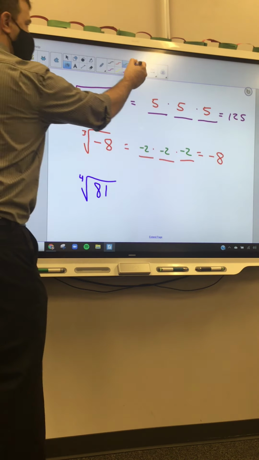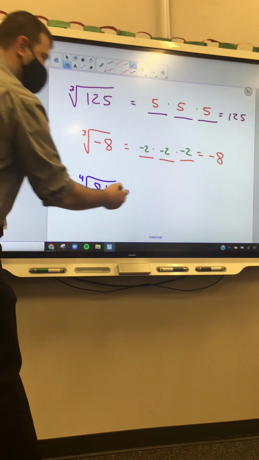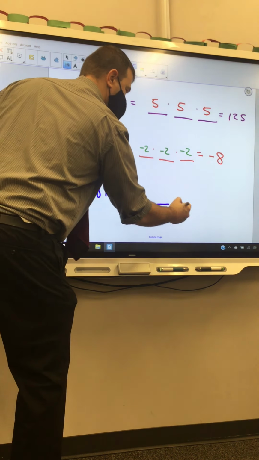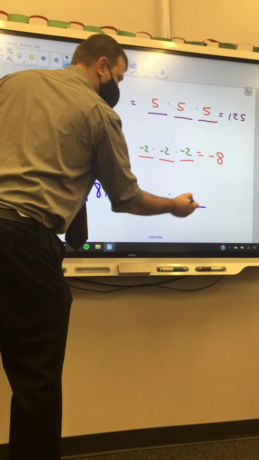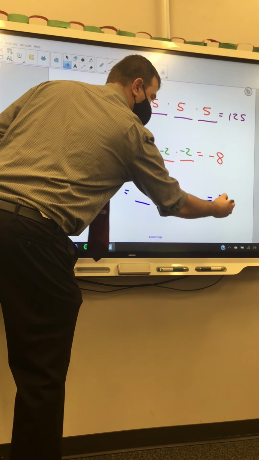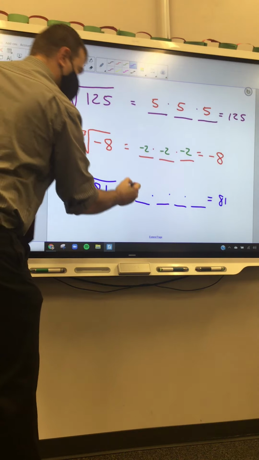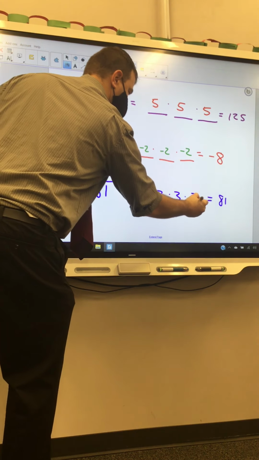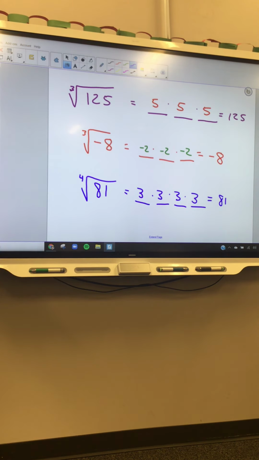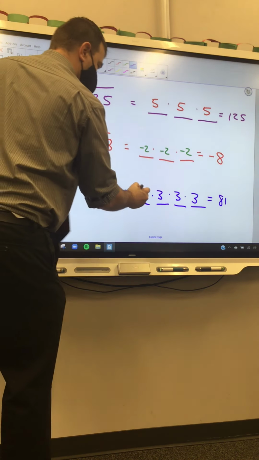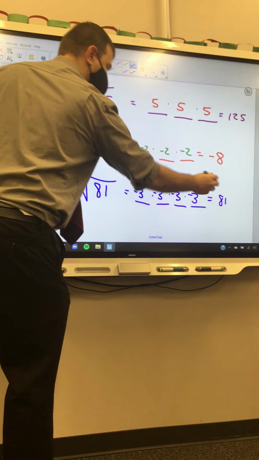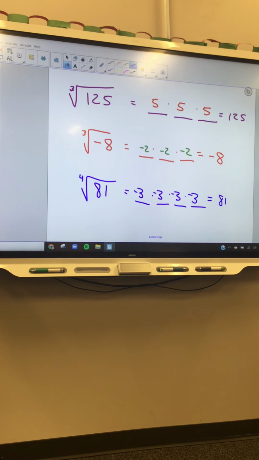Okay, and the last one, same thing. If you haven't figured it out yet, a 4th root means I'm gonna have 1, 2, 3, 4 of the same number multiplied by itself. It's gonna multiply up to 81. Get it? 3. Okay. 3 times 3 times 3 times 3 will get me to 81. There's another answer that we could have there too. Negative. Yeah, it could be negatives, because all those negatives would eventually cancel out and become that positive 81.